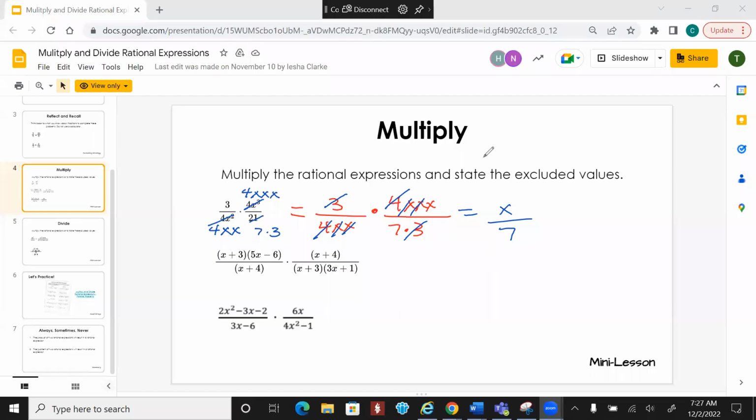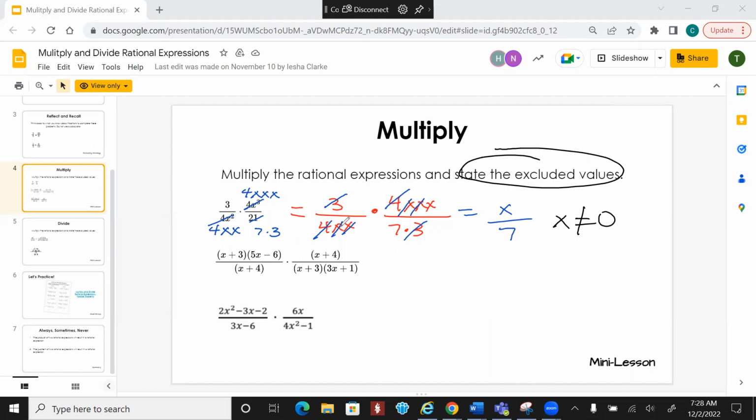We do have to state the excluded values. One thing to keep in mind is anything that you crossed out in the top and the bottom that had an x, that's an excluded value, right? So what we crossed out here, we had x's in the top and the bottom, right? So that means that an excluded value would be x cannot equal 0.